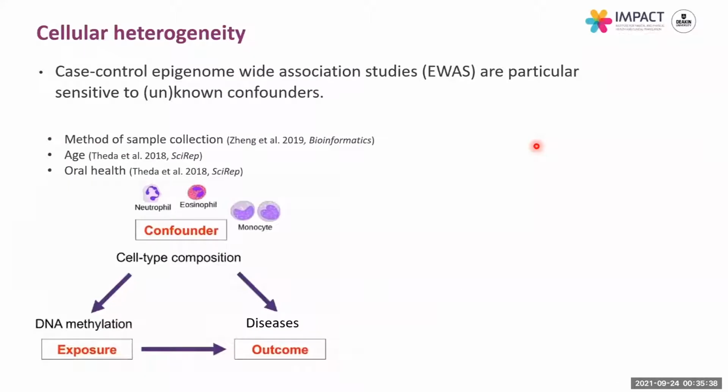So, epigenome-wide association studies, or EWAS, are particularly sensitive to unknown confounders. EWAS involve comparing lots of cases to lots of controls to find some difference in methylation. EWAS are often looking for small effects, such as those that might be present in complex disease or due to environmental exposure. Cellular heterogeneity is a major confounder of EWAS due to the cell type specific state of DNA methylation.